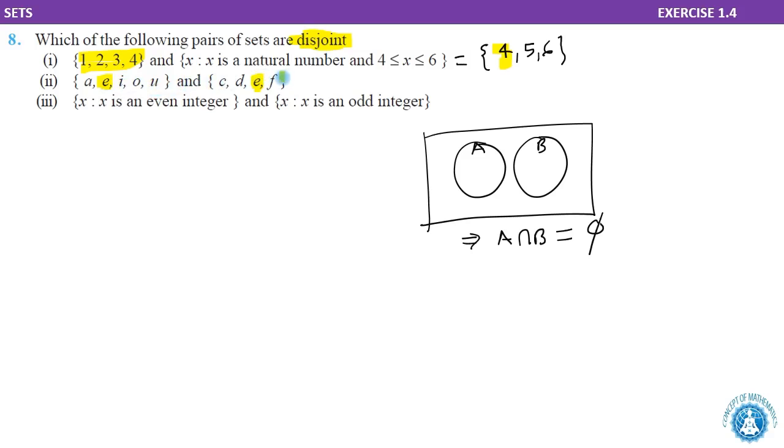Third is the set of all x such that x is an even integer, and the second set is the set of all x such that x is an odd integer. Odd integers are different from even integers, so only this one will be a disjoint pair, because even integers cannot be odd integers and odd integers cannot be even integers, right?